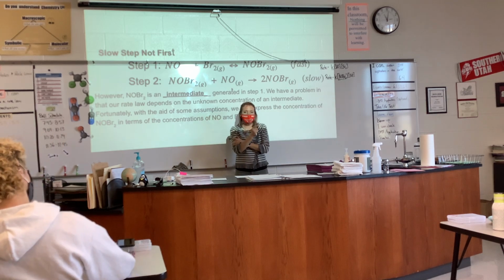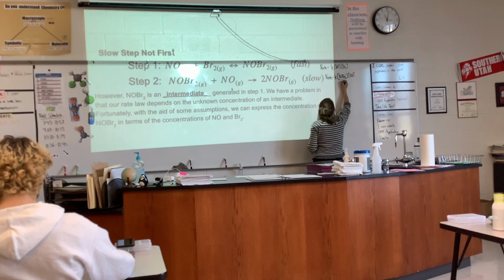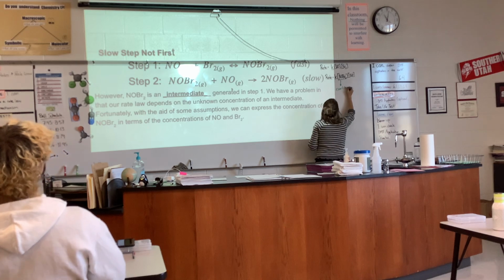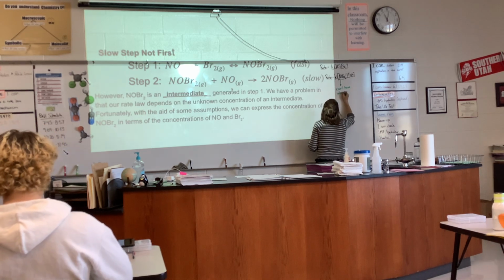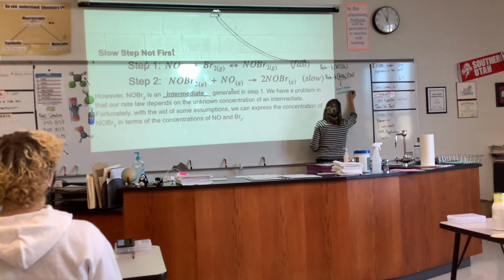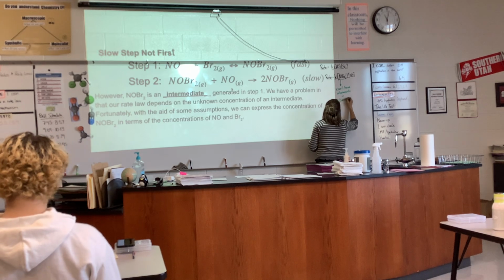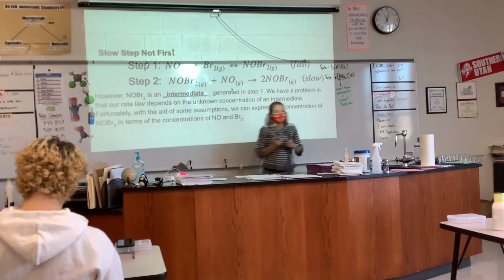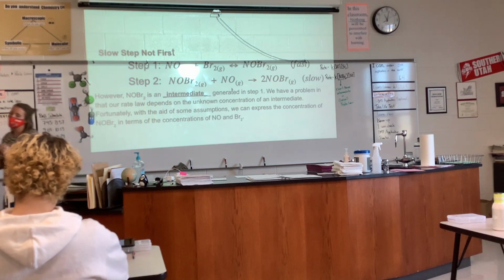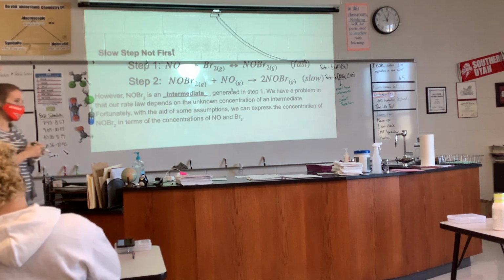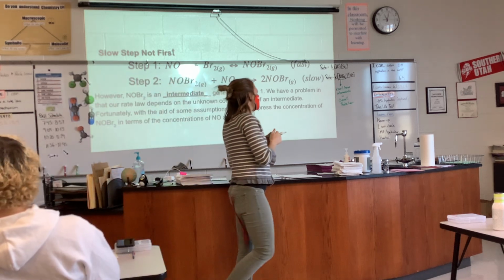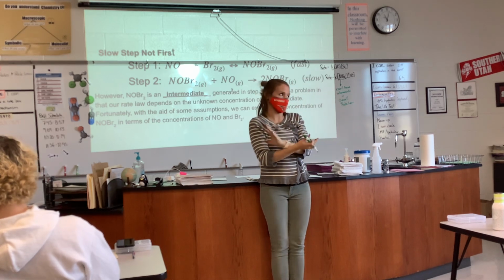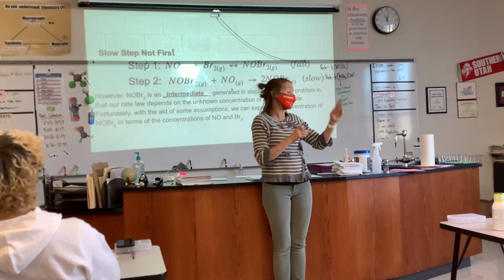NOBr2 is an intermediate in this reaction. You can't have intermediates in an overall rate law. So is that technically wrong? It's not the true overall yet. We're going to build from it now. But it's the correct rate law for that step. It is, yes, for the step it's fine.